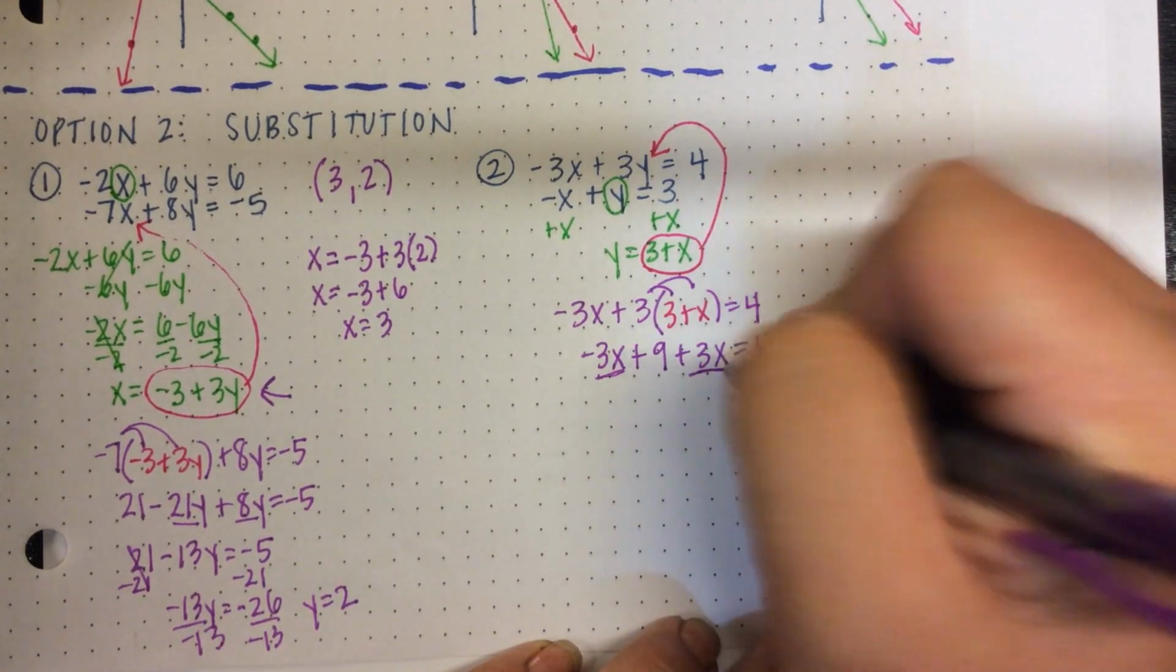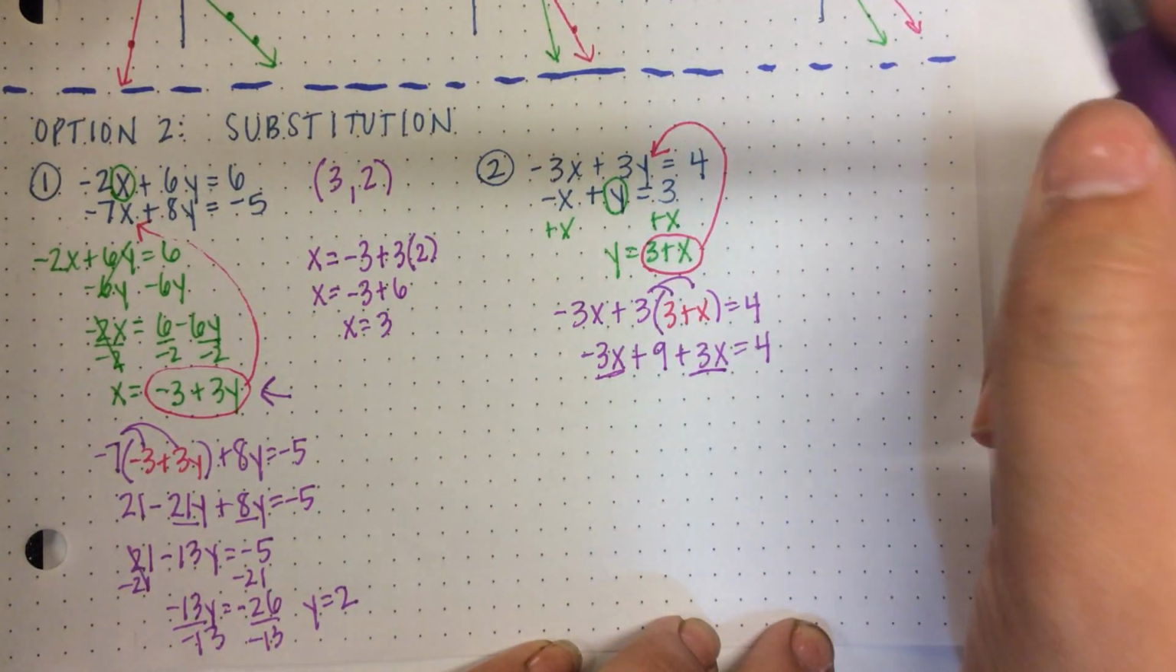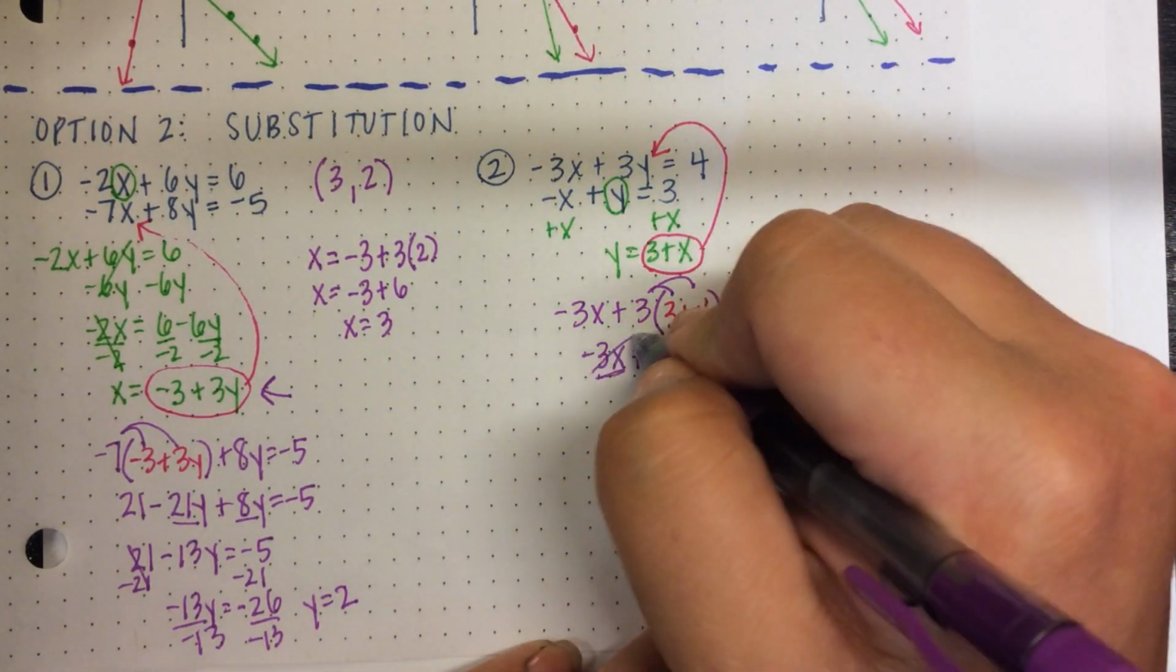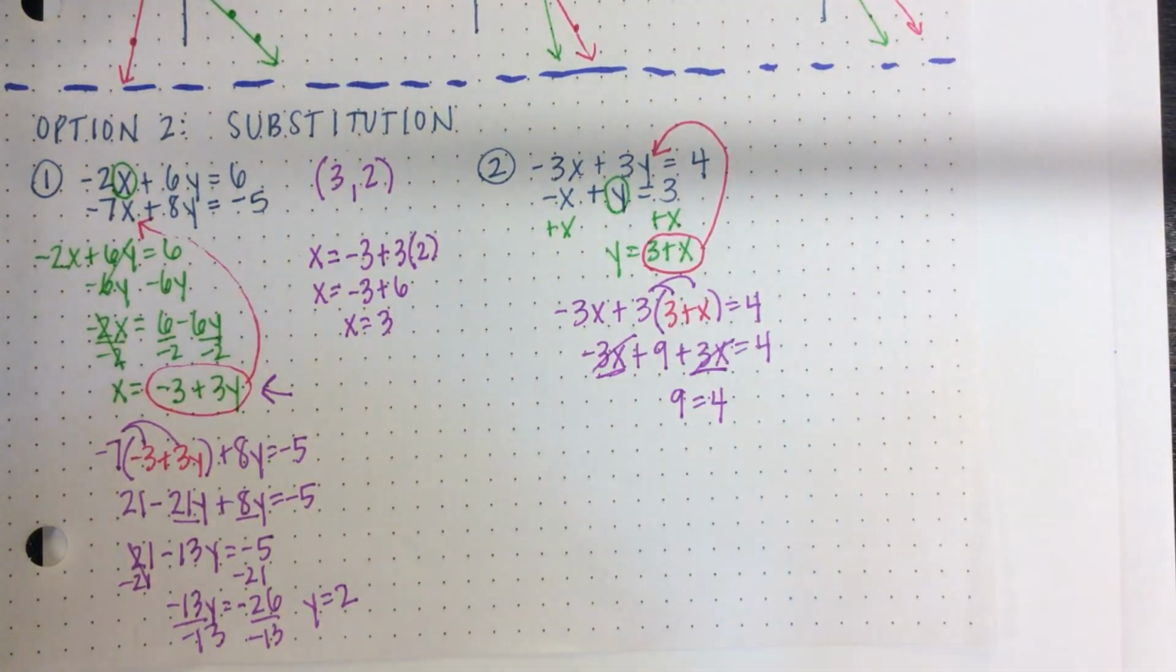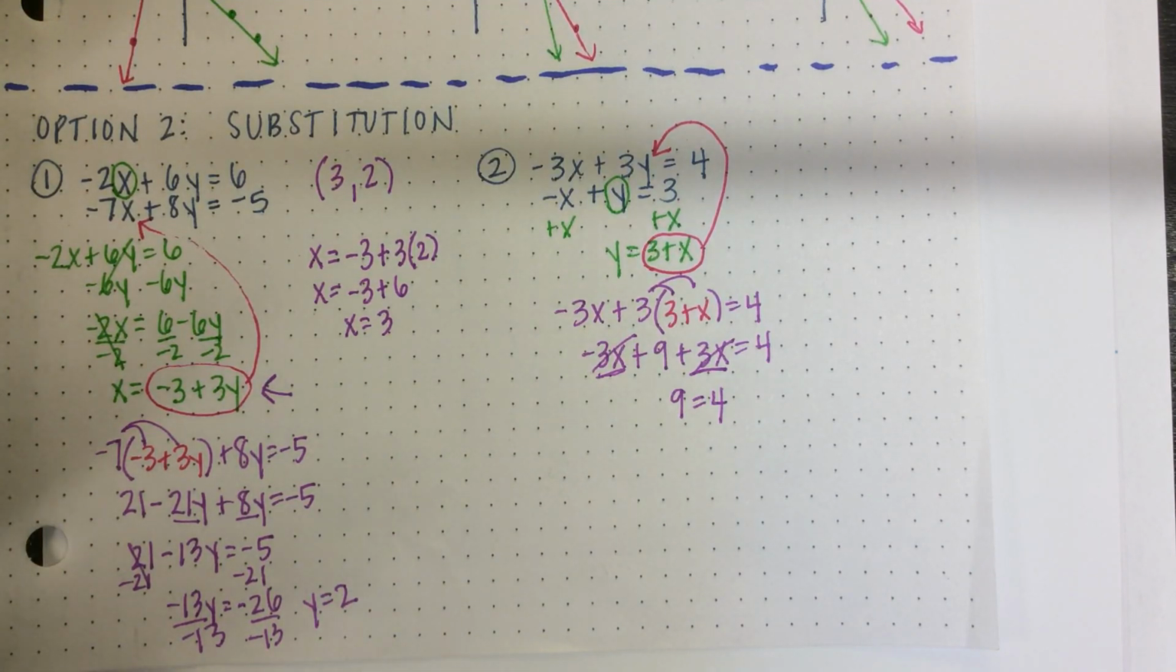I got my like terms. Right, -3 plus 3 is 0, right? So these are actually going to go away. And I'm left with 9 equals 4. Okay, now I have no x's left. I have nothing to solve for.